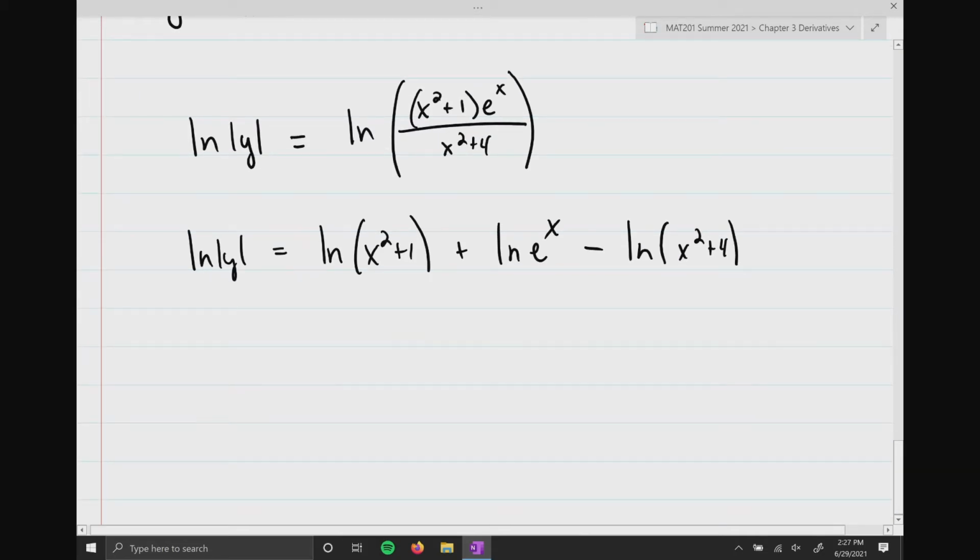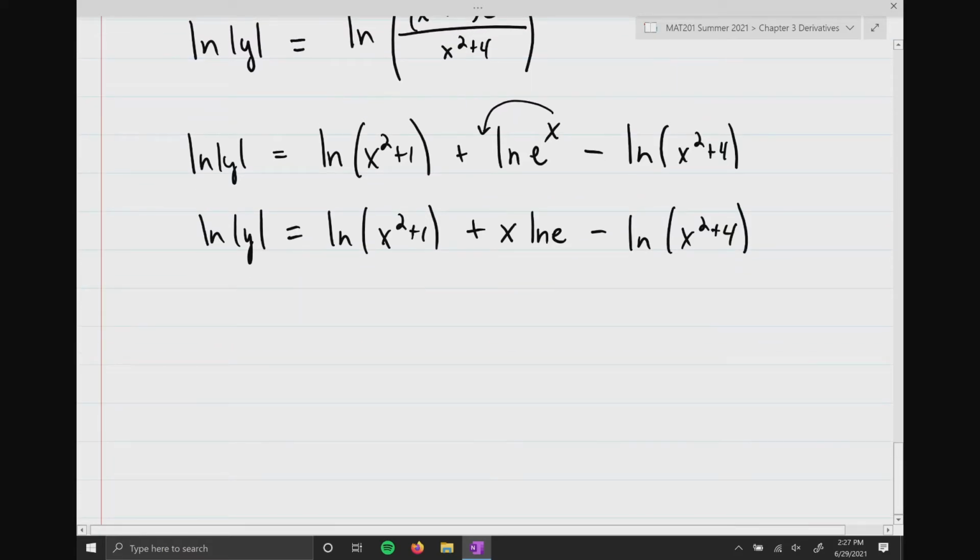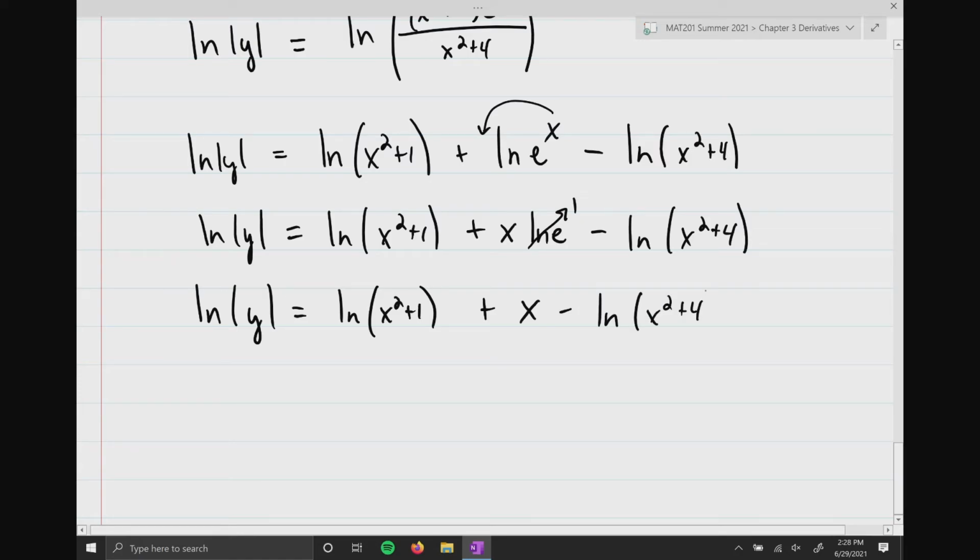Now I'm going to apply one more rule. So I get the ln of y equals the natural log of x squared plus 1 plus, now I'm going to take the x and pull it out front. So that's going to give me x ln e minus the ln of x squared plus 4. And then just to simplify it a little bit further, I get the ln of y equals the ln of x squared plus 1 plus x, because by definition, the ln of e is equal to 1, minus the natural log of x squared plus 4.